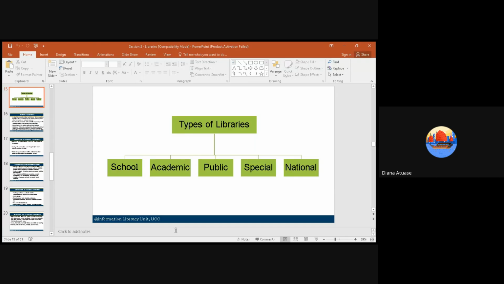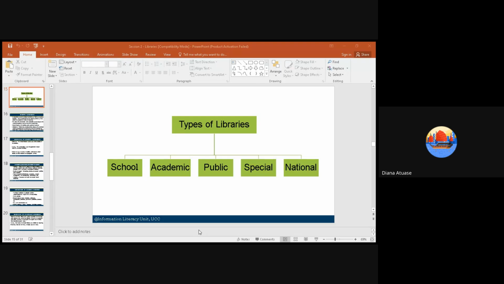We also looked at the academic library. I said another name of academic library is, another name of academic library is what? Let me find out from you people. University library? Very good, Paulina. What's another name for academic? College library? Very good. And these libraries are found in tertiary institutions.